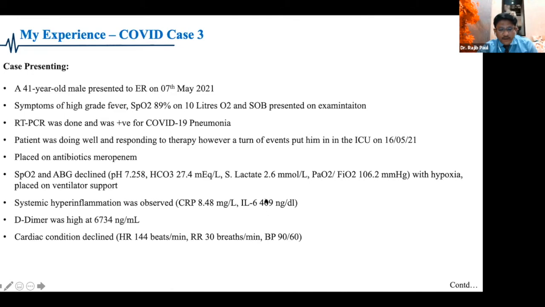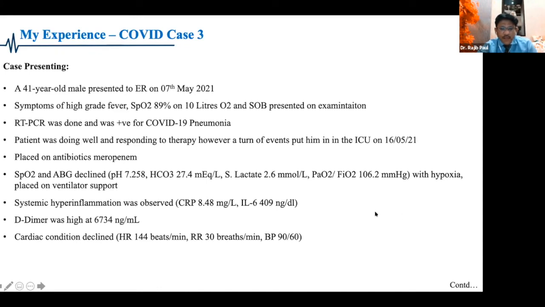Significant levels of IL-6 were raised at that time, found to be 409. D-dimer was very high, again indicating systemic inflammatory response syndrome, 6,000 plus. On the ventilator, his heart rate continuously kept increasing to 140, sometimes 150, 160, indicating some sort of myocardial dysfunction setting in. At that time, the blood pressure dropped to 90/60. With 90/60 BP and 2.6 lactate, it was basically a COVID-19 induced shock with hypercytokinemia in the form of IL-6.